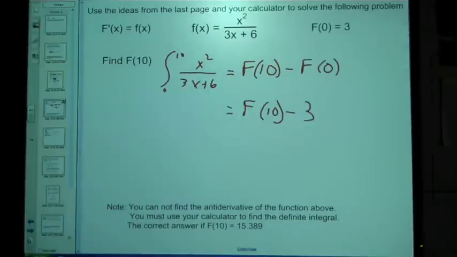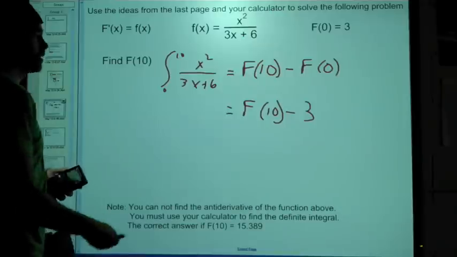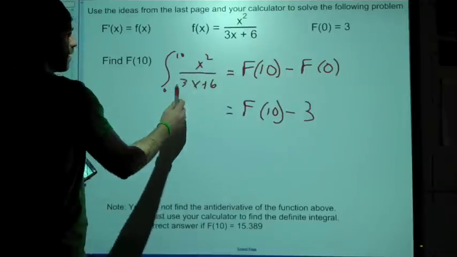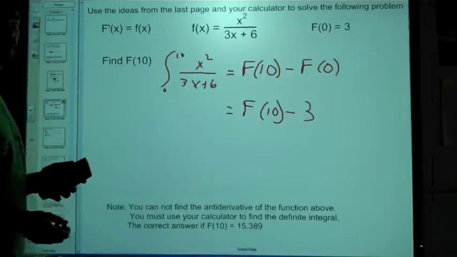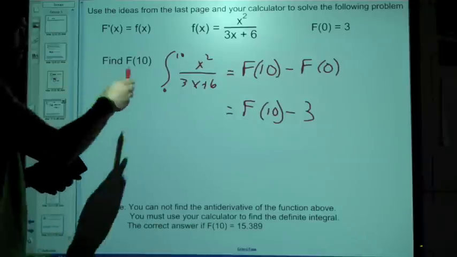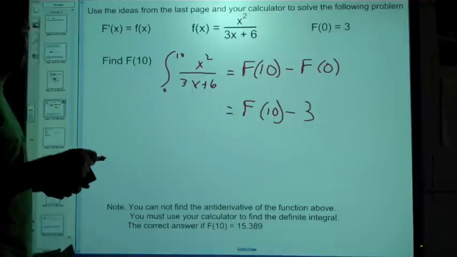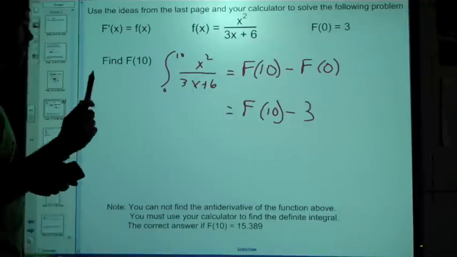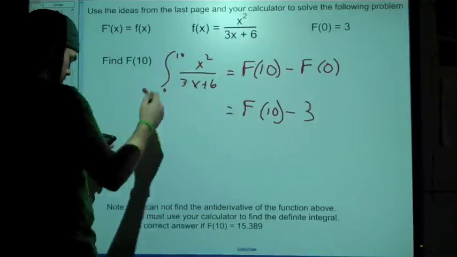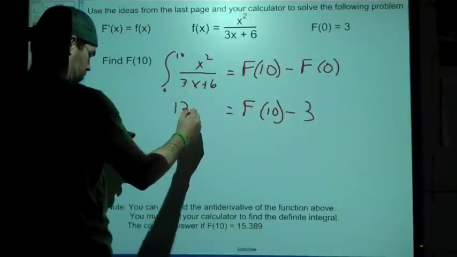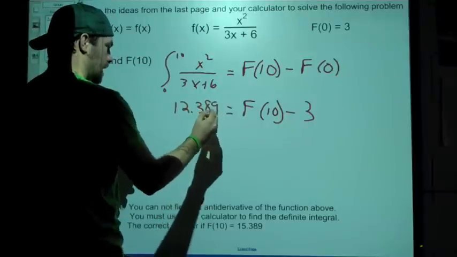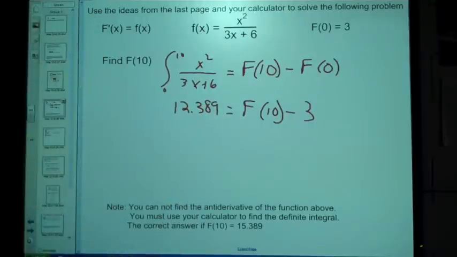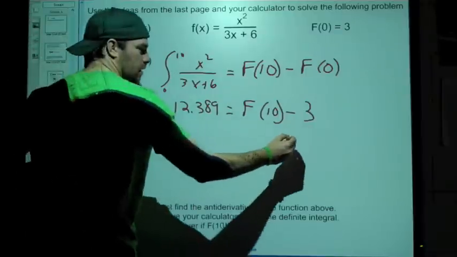Take your calculator. Hopefully remember how to do this. Graph this equation right here. Go to second calc. I think it's number 7, the one that has the little integral sign. Plug in 0, enter, 10, enter, and you get the area under this curve is 12.389.